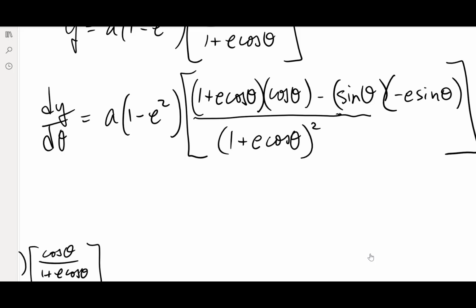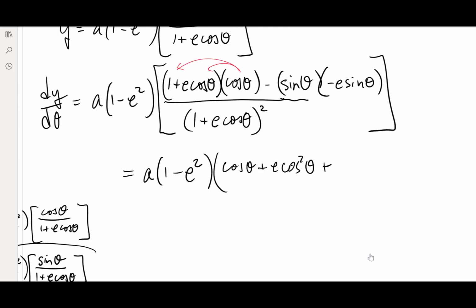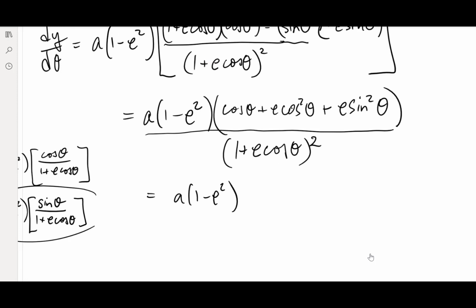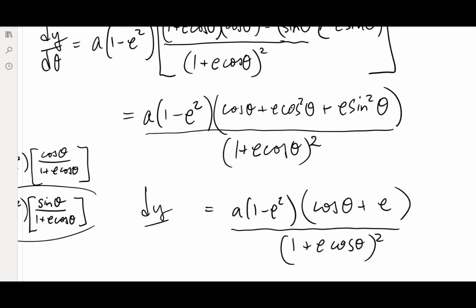I'm going to distribute here, and when you multiply here, you get positive, because there's two negatives, e sine squared theta, everything divided by (1 plus e cos theta) squared. At this point, we could factor out an e, and we have cosine squared plus sine squared, which is 1. So we get cosine theta plus e times 1. So that's dy d theta.